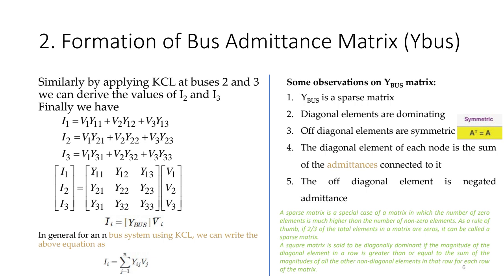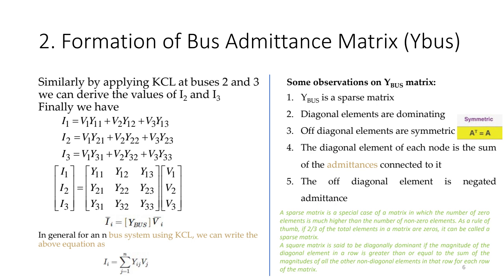The diagonal element of each node is the sum of the admittances connected to it. For example, from the previous slide, the diagonal element is the summation of y11, y12, and y13. The off-diagonal elements are the negative of the admittance, which we also saw in the previous slide. So these are some of the observations from the Y-bus matrix.